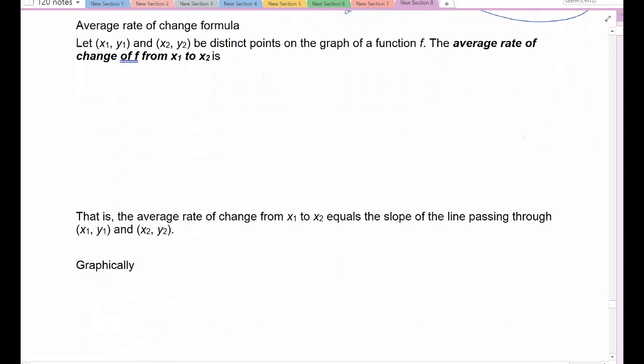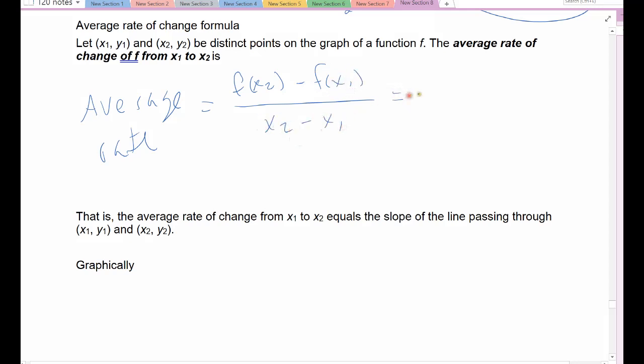And so the average rate of change formula, generically for a function. Suppose I have two points that I know, two distinct points on a graph. The average rate of change of my function from point 1 to point 2, so from my x value x1 to my x value x2, is found as follows. Well, it's the change in my function over those values, so it'd be f of x2 minus f of x1 over x2 minus x1.